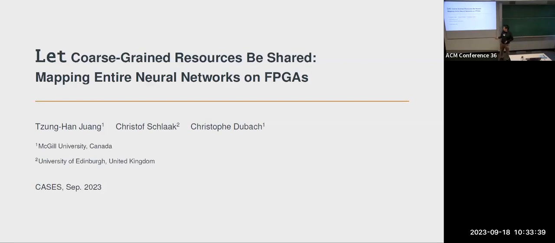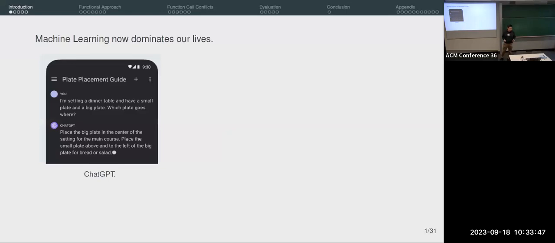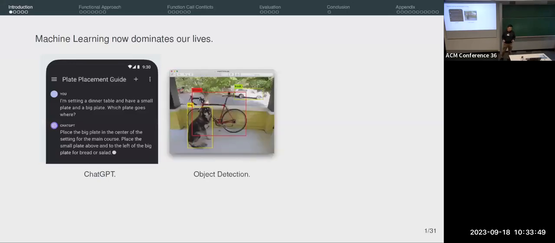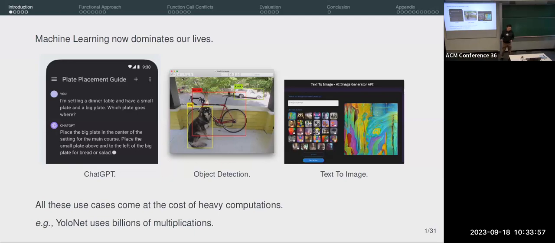First of all, we all know machine learning is very popular right now. We have lots of applications, for example ChatGPT, object detection, and text to image. We have so many applications, but they all require lots of computations. For example, neural networks for object detection use billions of multiplications. That's the reason we need efficient hardware.